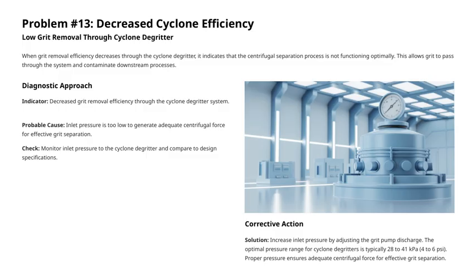This can be done by adjusting the grit pump discharge. The optimal pressure range for cyclone degritters is typically between 28 and 41 kilopascals, or roughly 4 to 6 pounds per square inch. Maintaining pressure within this range ensures that we produce enough centrifugal force for the system to work effectively, and that means better grit removal and cleaner downstream processes.